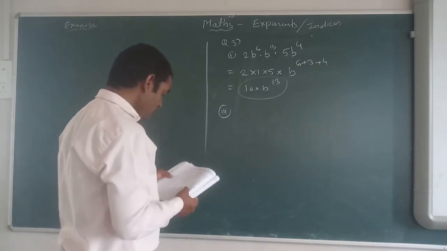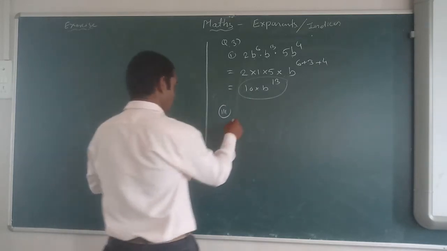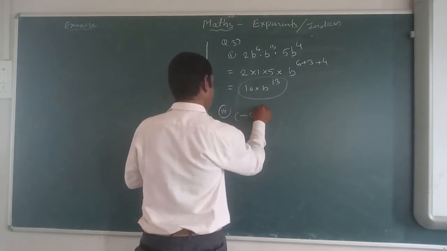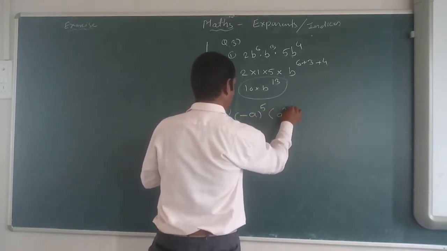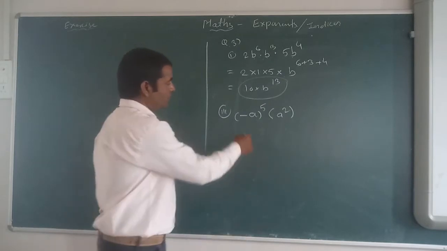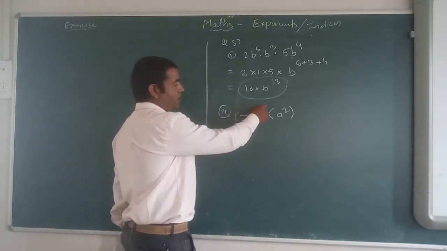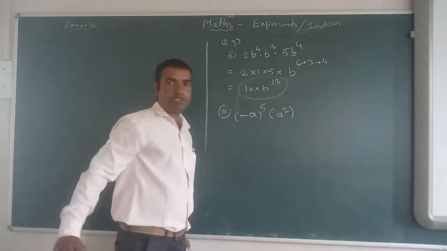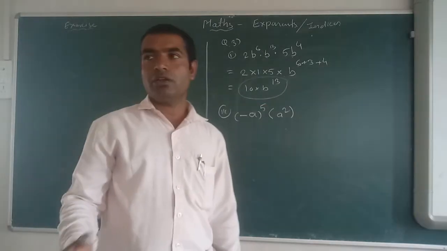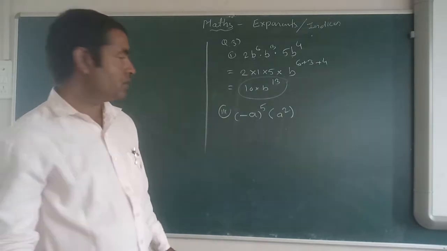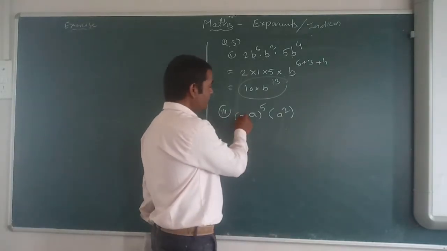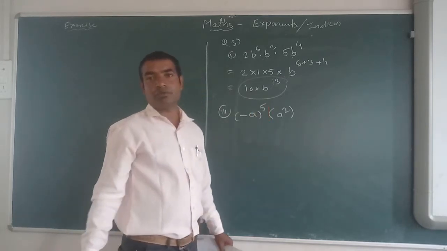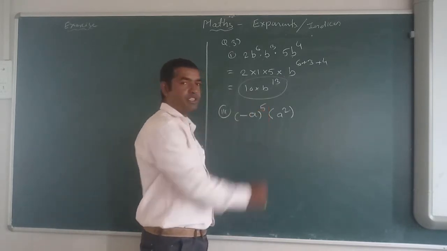So question 3rd is given: minus a raised to 5 into a raised to 2. See, whenever inside the bracket there is a minus sign and the power is an even number, then there is no problem, because in an even number, minus minus gets plus. At that time this minus gets plus when the power is an even number, but here the given power is an odd number.